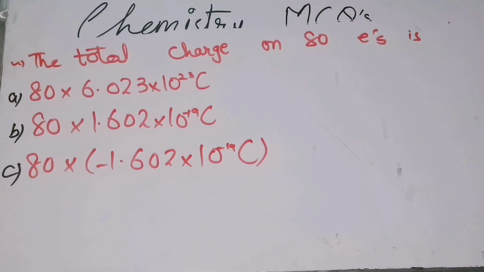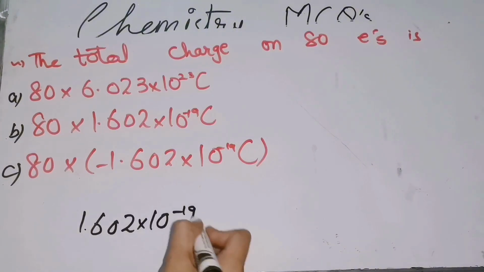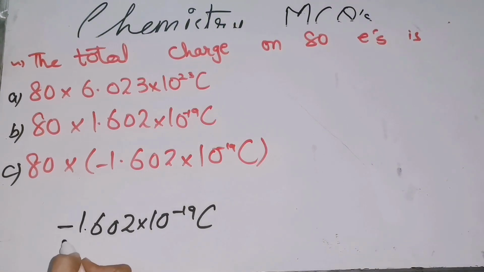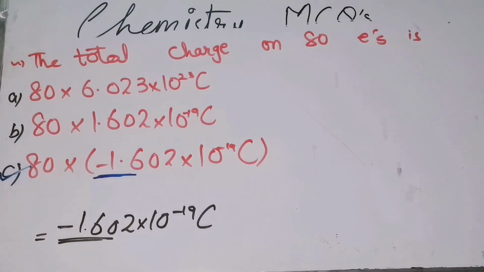The total charge of 80 electrons is, we know that the charge of electron and proton is the same, that is 1.602 multiplied by 10 raised to power minus 19 coulomb. But the only difference is that with the charge of electron there is a negative sign, because electrons are negatively charged particles. So the correct option is option C, where we are having minus 1.602 multiplied by 10 raised to power minus 19 coulomb.